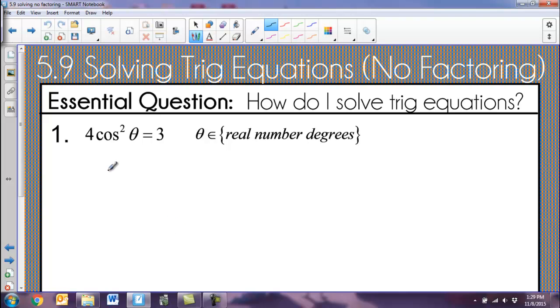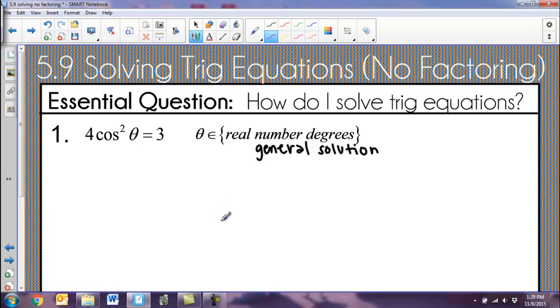The first one we're going to deal with is 4 cosine squared theta equals 3, where theta is an element of all real number degrees. And what this means is that we're looking for a general solution. If they give you a range of values, then you're not looking for a general solution. You just want to say what are the first numbers that equal in that range. But this one is asking me to find those general solutions.